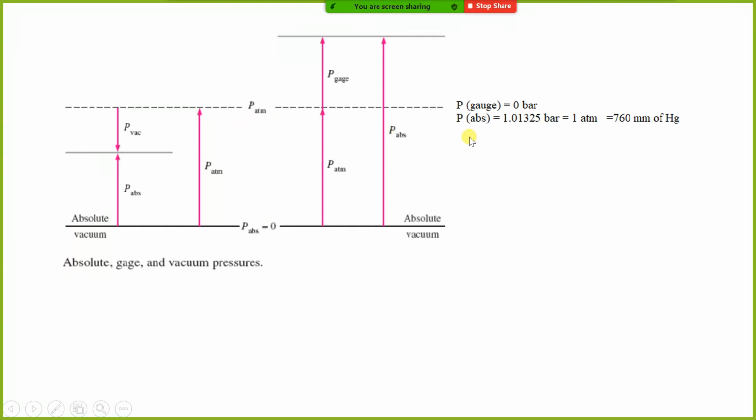But absolute pressure is the sum of atmospheric pressure and gauge pressure. Therefore, absolute pressure will be 0 plus 1.01325 bar. The atmospheric pressure reading is 1.01325 bar, which is the absolute pressure at atmospheric.